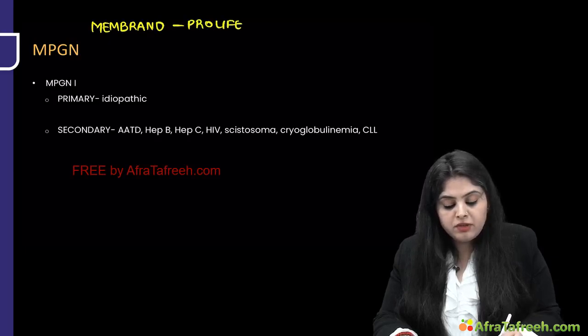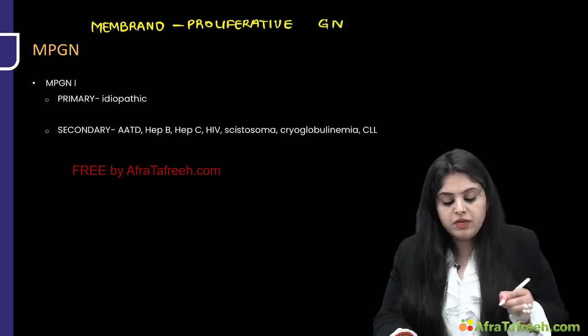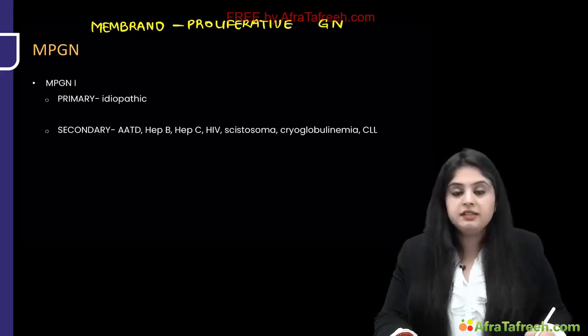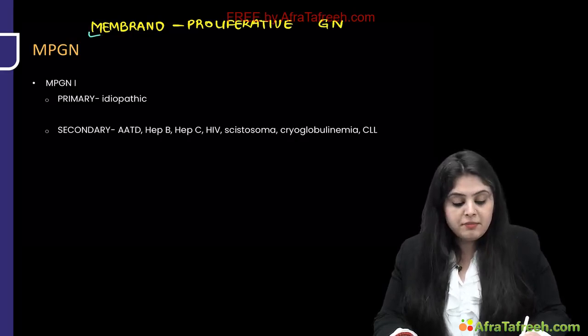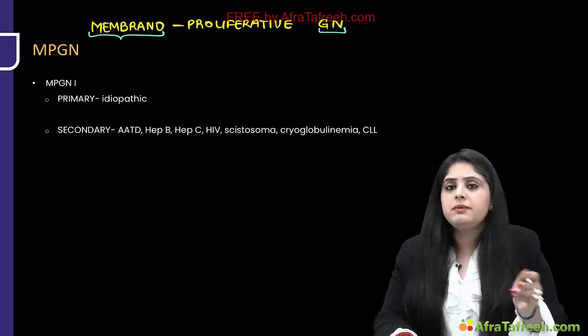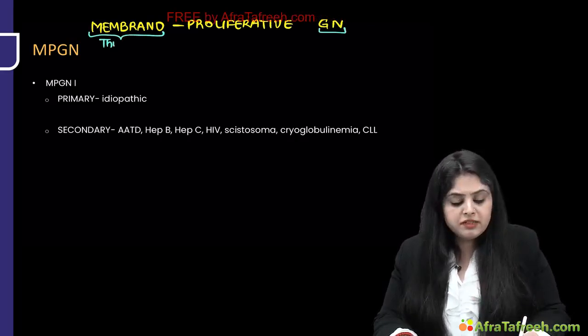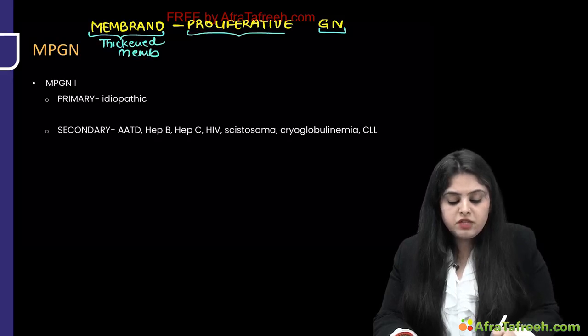Membranoproliferative glomerulonephritis, and what that basically means is that it has a membrano part, like there was MGN. So you will say that, yeah, there is a thickened membrane. Okay, this is just like MGN, thickened membrane is there. But there is a proliferation part also.